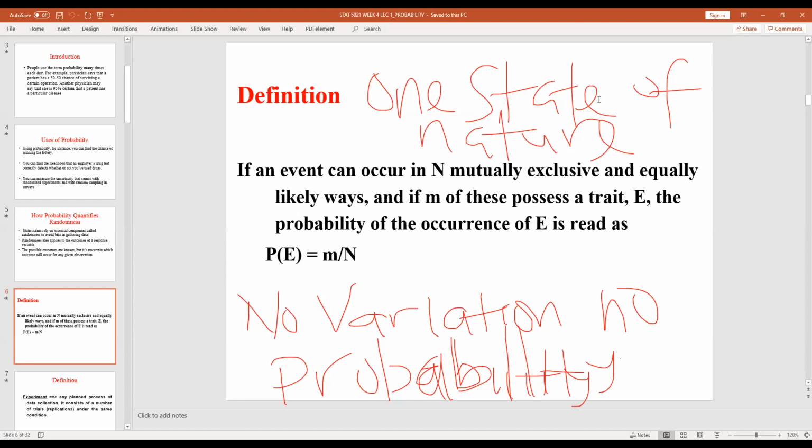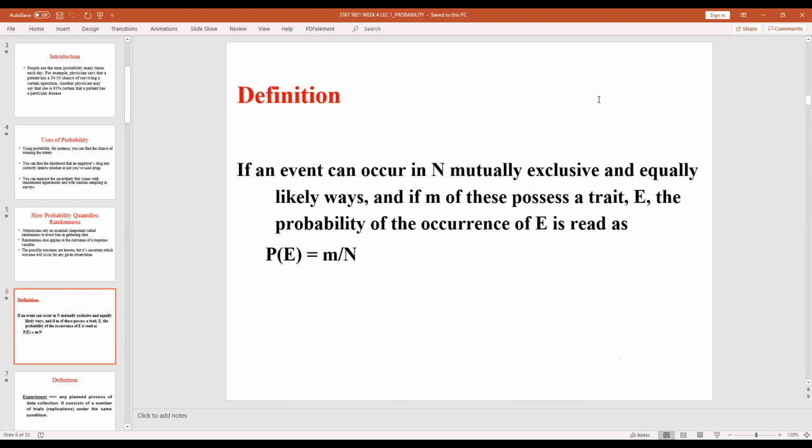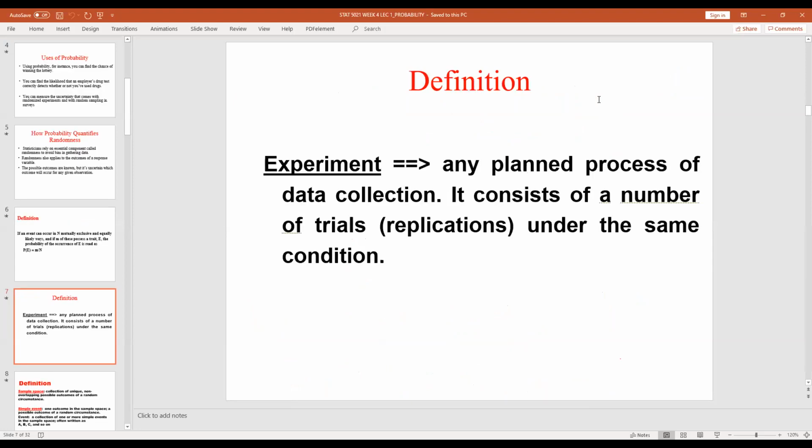Okay, so what you're going to have at the bottom, the big N here, is going to be talking about the totality. And what you have at the top is going to be talking about the number of favorable outcomes, or the number of events of interest. So that is the mathematical definition of probability.